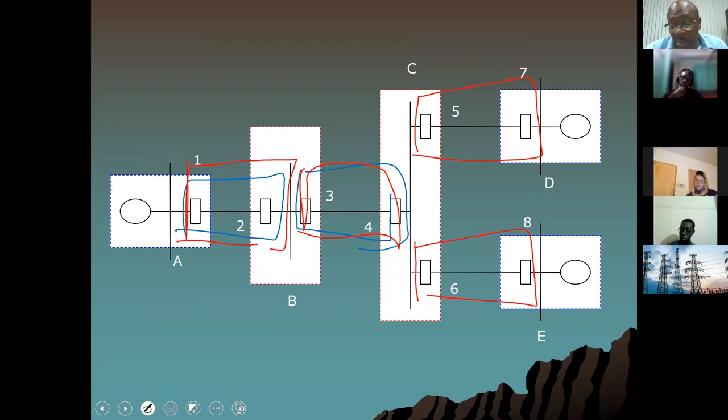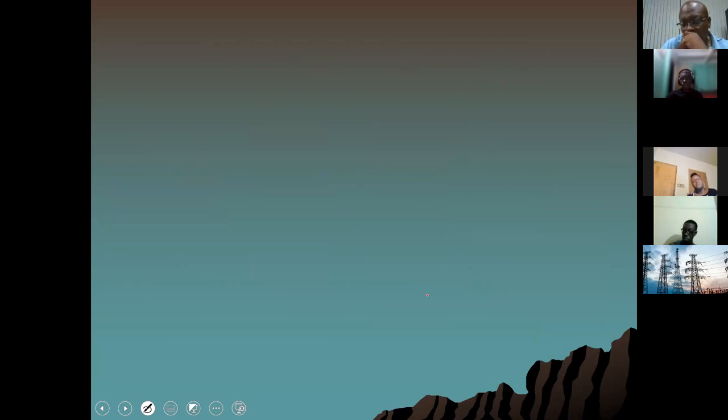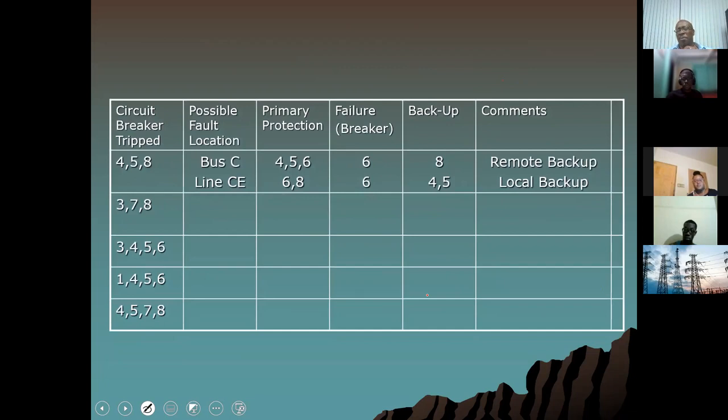And what we want to do, we're going to fill out a table. And once you have filled out this table, you will have a better appreciation for everything we have said today about zones of protection. This is going to be in the recording, so you can come back to it. This is a table we are going to fill out. So let me explain what we have already put in the table. This is the information I'm providing you with: the breakers that have tripped. I want you to look at the network and try to decide what could have happened to cause those three breakers to trip.